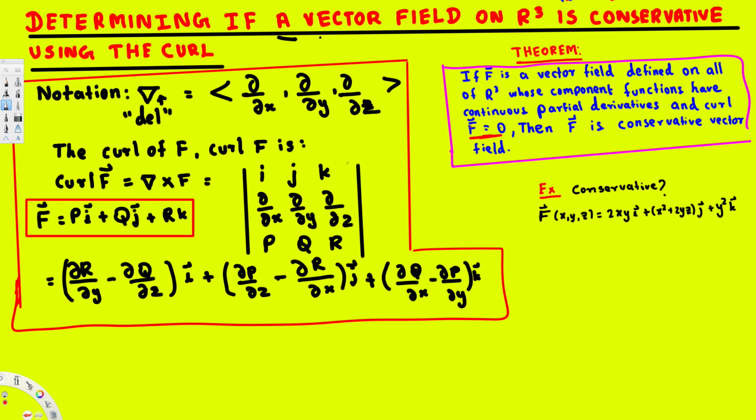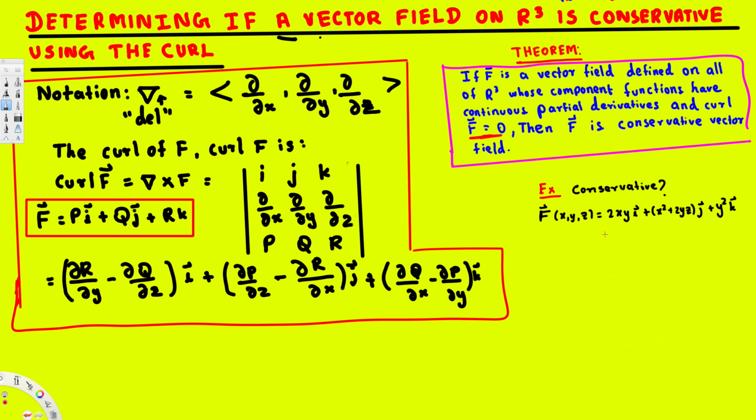Now this is the main part. We have to see whether this curl is equal to 0. To find the curl, what we do is we cross product this del operator with the vector field function. Del is basically partial derivative with respect to x, partial derivative with respect to y, and partial derivative with respect to z. The easiest way to do the cross product is to put it in matrix form and then we do the determinant.